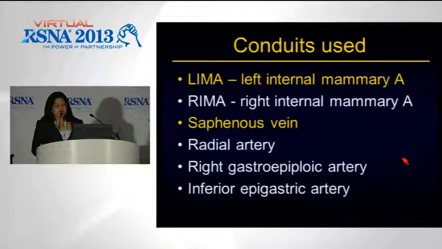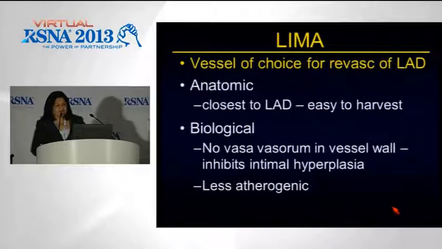So the conduits that are normally used are the internal mammary arteries, of which the left is most commonly used, and saphenous venous grafts, and these others are very rarely used. So the vessel of choice for revascularization of the LAD is the LIMA. It's closest to the LAD. It has no vasa vasorum in the vessel wall, so it doesn't develop intimal hyperplasia, and it's less atherogenic.